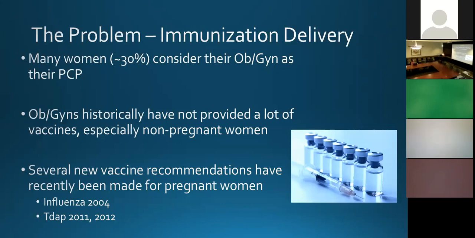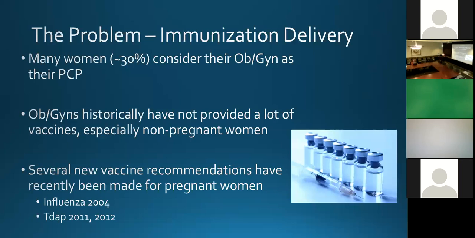But we know from a lot of research that OBGYNs have not typically provided a lot of vaccines, especially for patients that aren't pregnant. And at the same time that OBGYNs were assuming more of a PCP type of role, there were also several new vaccine recommendations made specifically for pregnant women. In 2004, influenza was specifically recommended for all pregnant women, and then recommendations for the tetanus, diphtheria, acellular pertussis vaccine, otherwise known as Tdap, were made in 2011 and 2012.